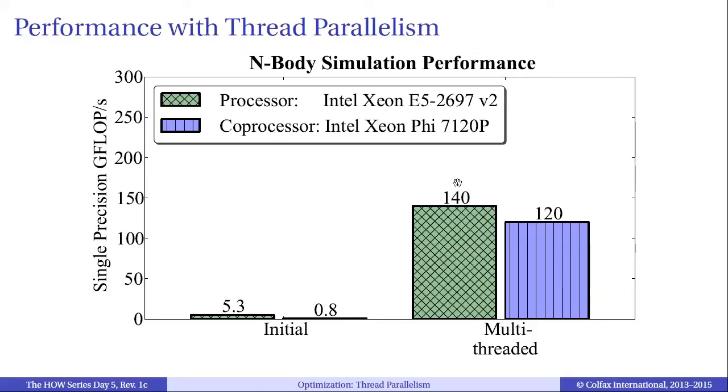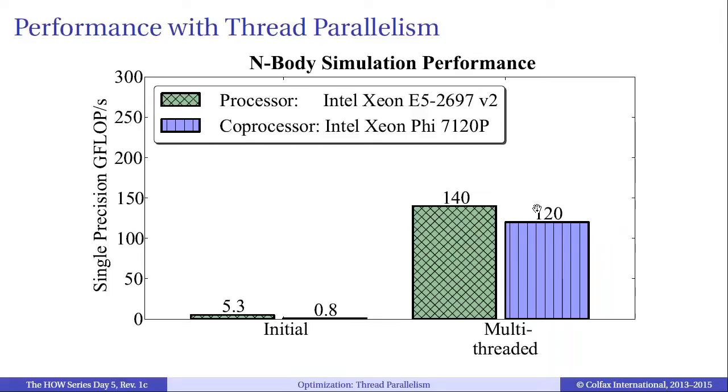So the second set of bars demonstrates what I got with multi-threading. The boost on the host was a factor of 25 or so. The boost on Xeon Phi was a factor of more than 100. And this is much better, right, compared to the serial code, but still far from where I want to be. I want to be an order of magnitude faster than that.